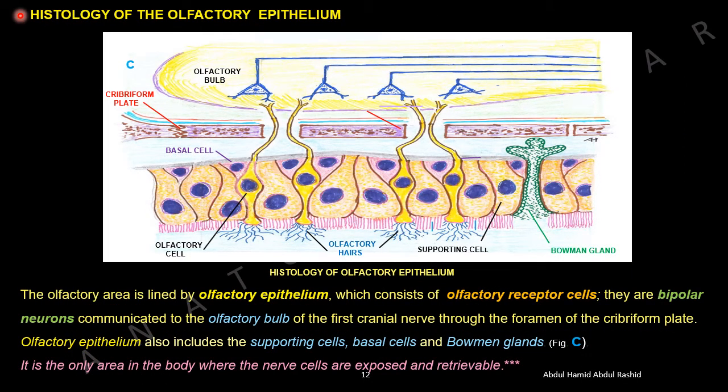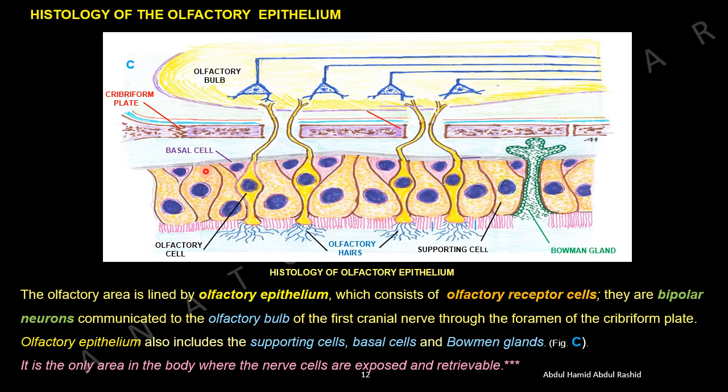Histology of the olfactory epithelium. This is the cribriform plate. Above is the anterior cranial fossa, where the olfactory bulb is situated above the cribriform plate. This is part of the first cranial nerve, the olfactory nerve. This is the roof of the nasal cavity. This is exactly the sphenoethmoidal recess, where the olfactory area and olfactory mucosa are located.